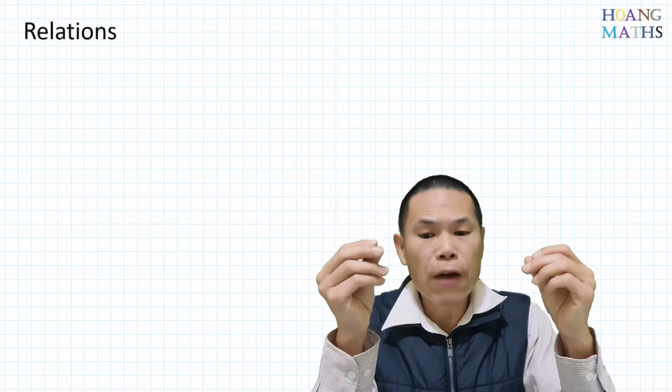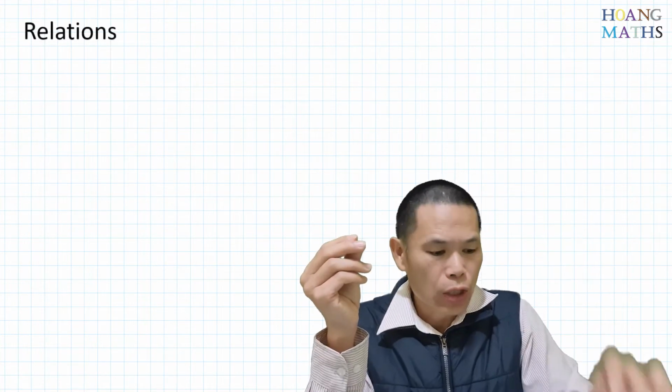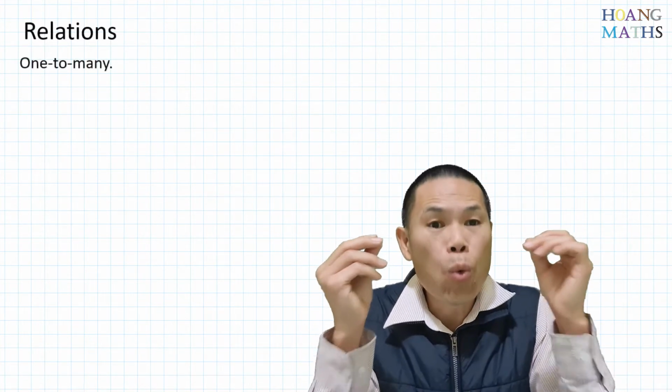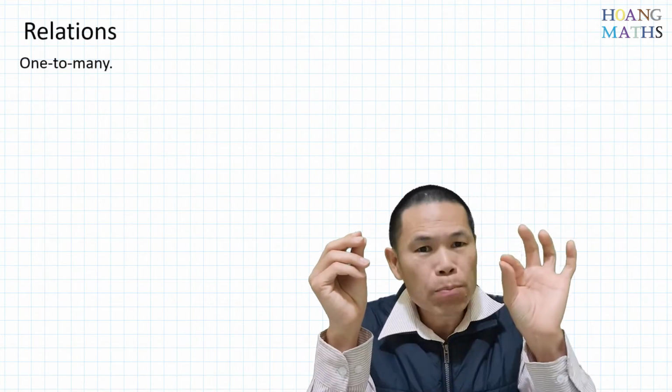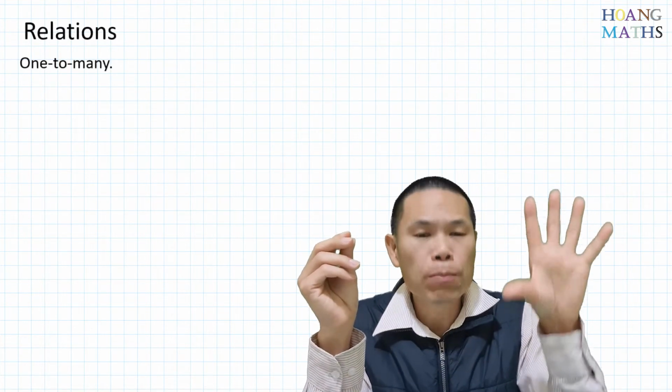If it's not a function, then it will be a relation. A relation means we have one-to-many. So we have one input and multiple outputs.